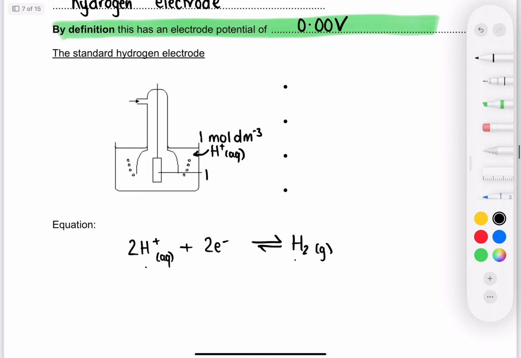Hydrogen's not a metal, so this little piece of metal here can't be hydrogen, and so we're going to use something that isn't going to react but will allow electrons to transfer. We're going to use platinum because that's an unreactive metal. We need to put the hydrogen gas in somewhere, so somehow we've got to bubble the hydrogen gas in, and that's what this funny little chimney is about. It allows us to force hydrogen gas in at the standard condition for a gas, which is 100 kilopascals.